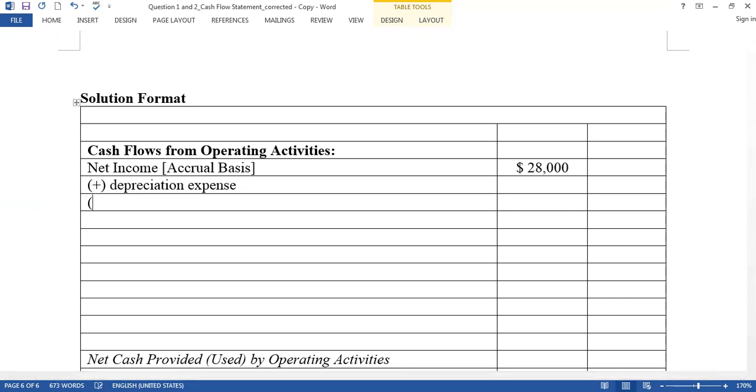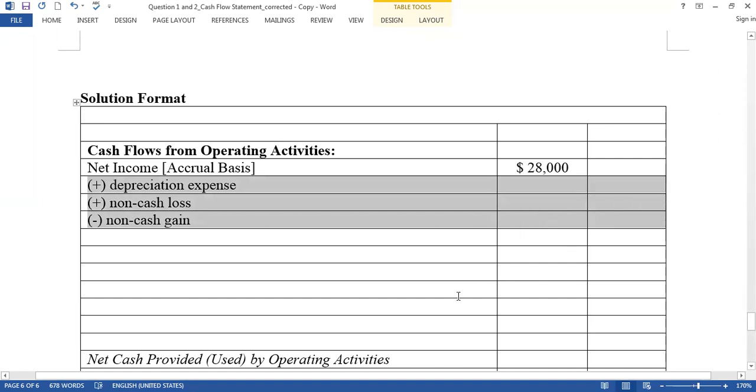If we have any non-cash loss, we have to add it back. If we have any non-cash gain, we have to deduct. Now you have to read the question to see whether this information is available or not. First, think about the formula. Depreciation is a non-cash expense, it should be added back. Non-cash loss should be added back, and non-cash gain should be deducted.